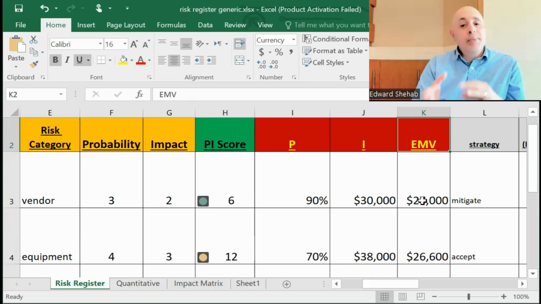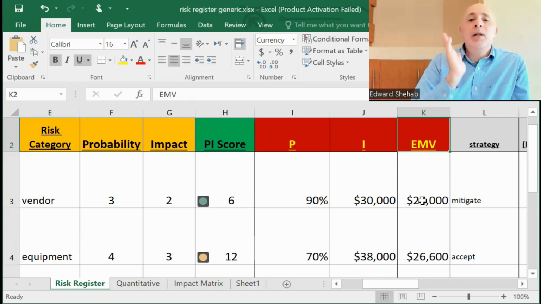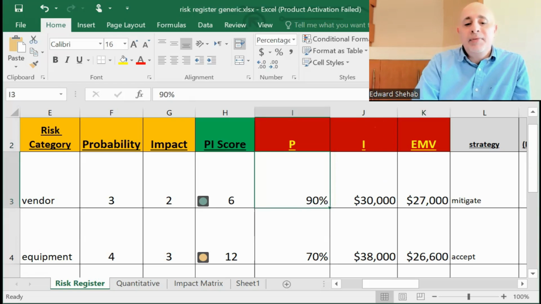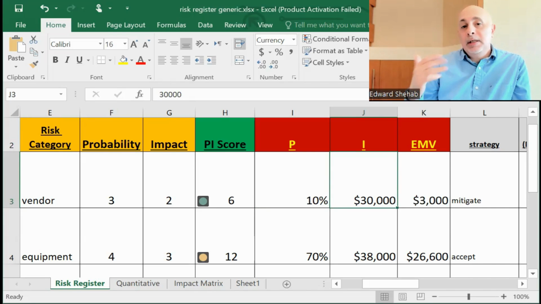I mean, if the risk happens, it is going to cost you around $30,000. But what you're saying is that I'm only 90% likely to face that 30,000. And so I'm going to just calculate that portion of it, 90% of 30,000, which is 27,000. If I only have a 10% chance of facing that, then 10% of 30,000 is 3,000. So my exposure is 3,000.